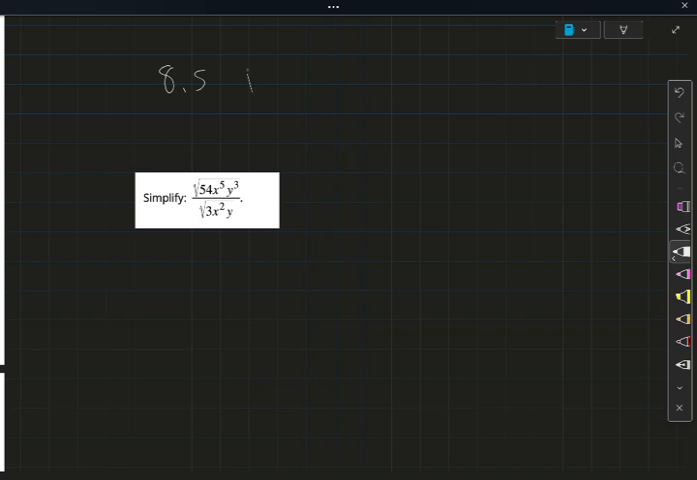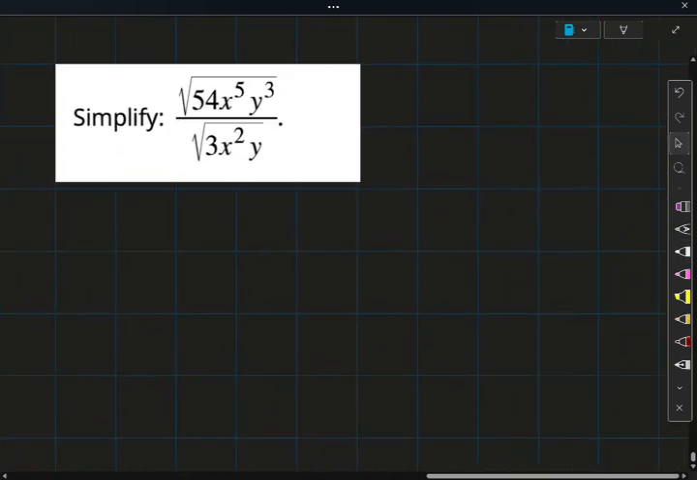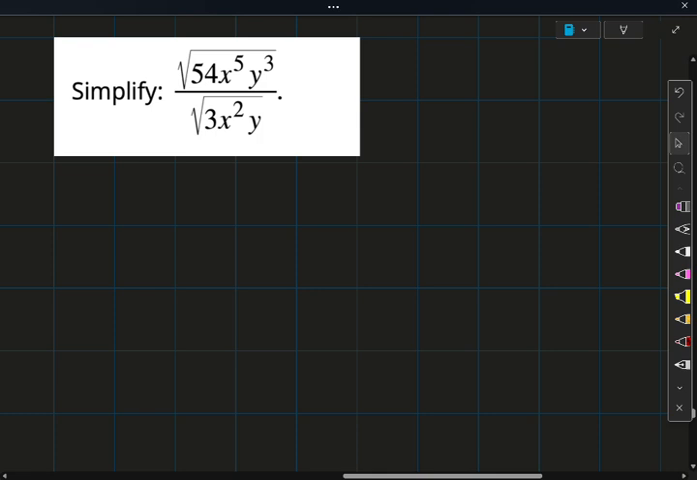We're talking about 8.5, dividing radical expressions. All right, just to warm up right here, I know we did this in a previous section, but right here we're talking about quotients, and this is a quotient of the square root of 54x to the fifth y to the third over the square root of 3x squared y.